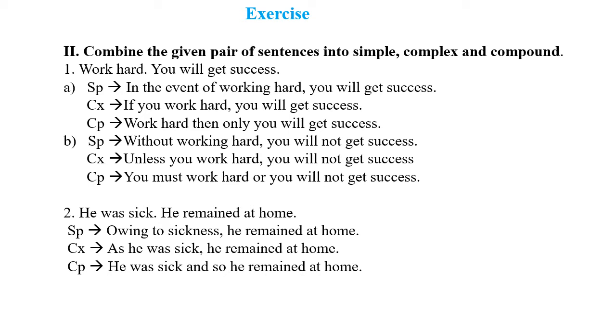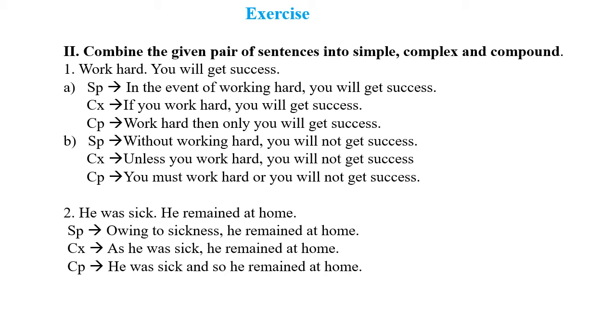But they have given two pairs of sentences. In the first pair, they have given work hard. So you have to introduce one subject and the subordinating conjunction. Subordinating conjunction is if, the subject is you. If you work hard, you will get success. This is the complex sentence. For compound, you have to remove the subordinating conjunction and introduce the conjunction. We will remove if and put then only. Work hard, then only you will get success.